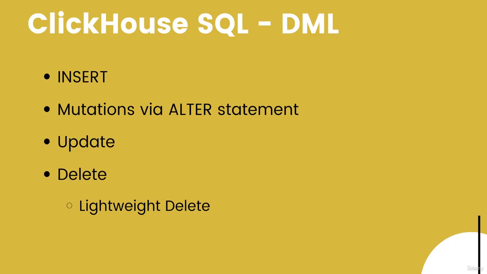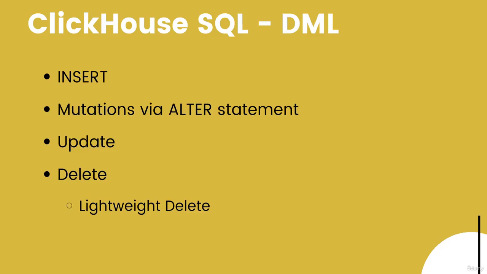We have the insert statement to insert one or more rows of data into the table, and ClickHouse supports update and delete operations as well. But the updates and deletes are restricted to the tables that are based on the MergeTree family of engines. The update and delete operations are also called mutations in ClickHouse. Note that mutations are costly operations, and frequent updates and deletes can result in higher hardware usage on the database server. And finally, we have a lightweight delete operation available in ClickHouse.